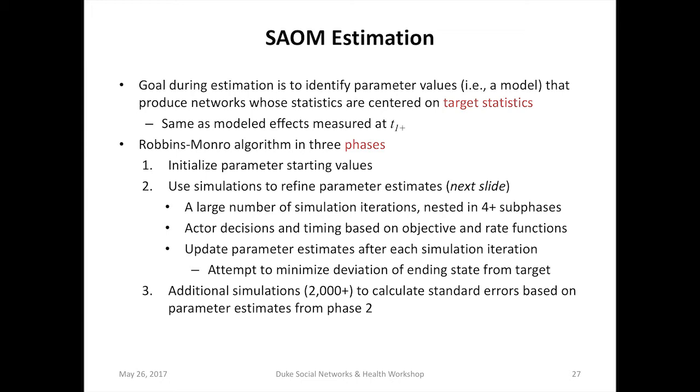The estimation algorithm itself has three subphases. Phase one, we initialize some starting values for parameters, some provisional values, just to get started. Phase two is the most lengthy. It uses this simulation algorithm and goes through a number of simulations to try to get parameter estimates that are a little bit better. We take these provisional estimates, run with those, see how close it gets to the target statistics, adjust a little bit, and try it again, and do that a large, large number of times. Once we get some decent statistics, then phase three takes those estimated parameters, holds them fixed, and simulates the model a couple thousand times to get standard errors for our effects.